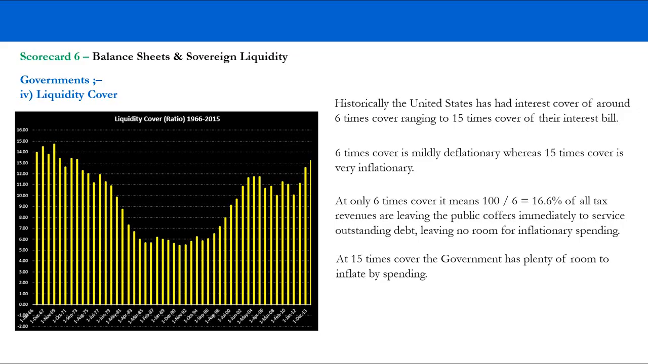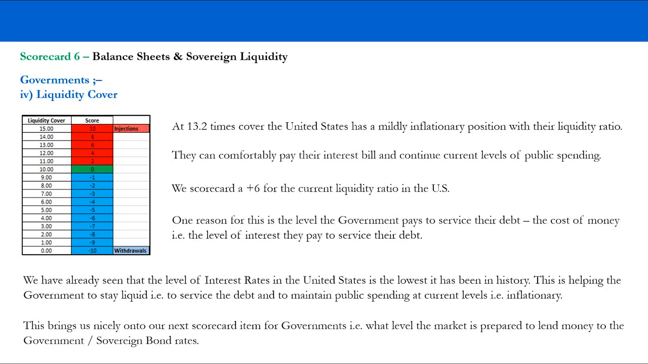At only 6 times cover, it means 100 divided by 6. So 16.6% of all tax revenues are leaving the public coffers immediately to service outstanding debt. That's leaving no room for inflationary spending. At 15 times cover, the government has plenty of room to inflate by spending. And if we look at this in terms of building our scorecards, 15 on the scale would give us historically a very inflationary number because it provides a lot of room for future injections.